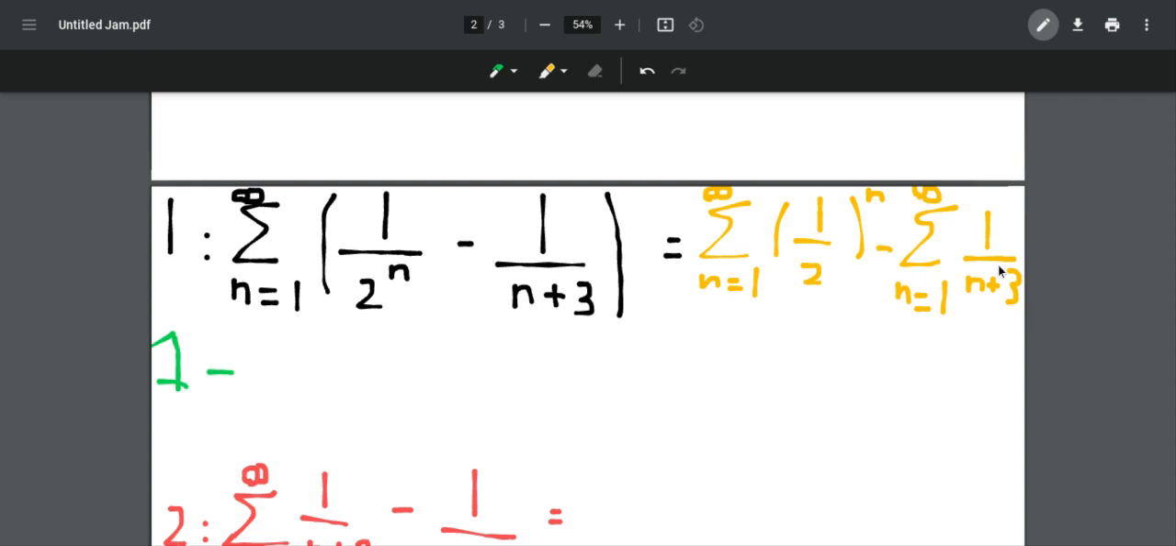The second part, 1 over n plus 3, reminds me of the harmonic series, 1 over n, but the difference is that this starts from 1 over 4, but the harmonic series starts from 1. It differs in the terms, but if you use the limit comparison test with the harmonic series, the limit will go to 1, and the limit exists and is greater than 0, so we can say that this is divergent and goes to infinity. And then 1 minus infinity is just negative infinity, so the whole series actually diverges.